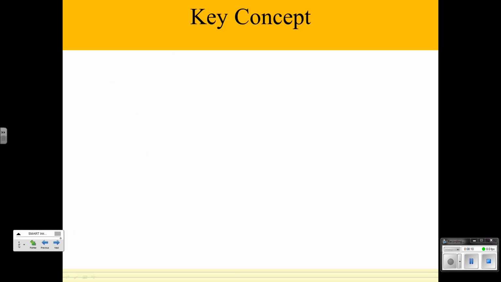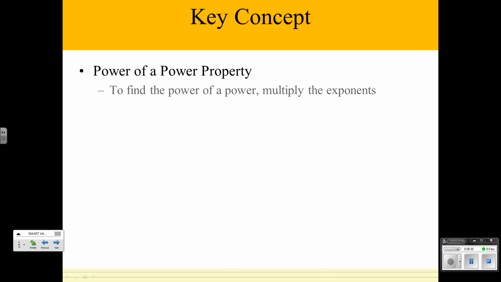Okay, next key concept. Hopefully you stopped the video to go through those. Stop the video, write the problem down, try it, check your answer. Next key concept is the power of a power. So whereas the first time we were just multiplying 2 items with exponents, or 2 powers together, now we're going to take a power and raise it to another power. So to find the power of a power, multiply.